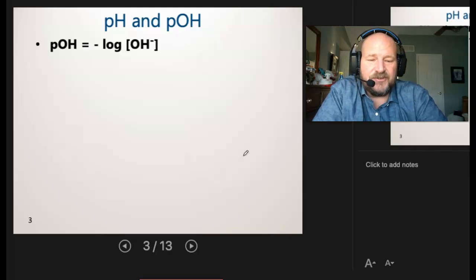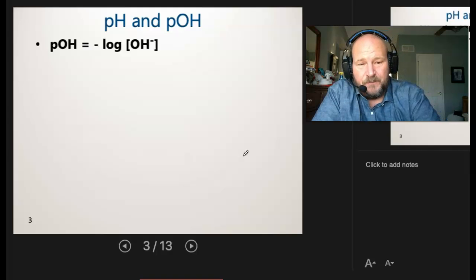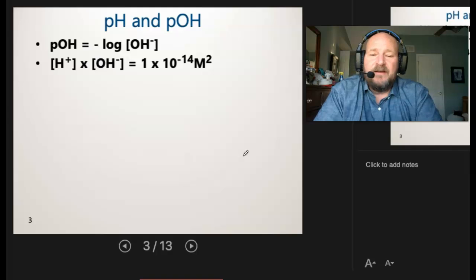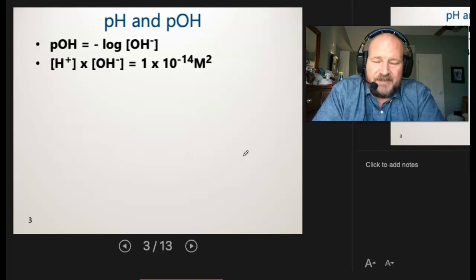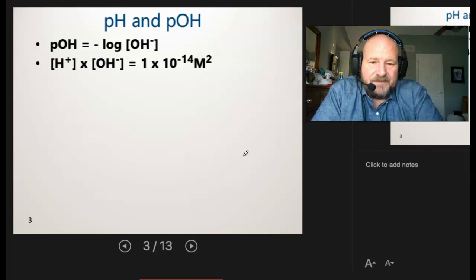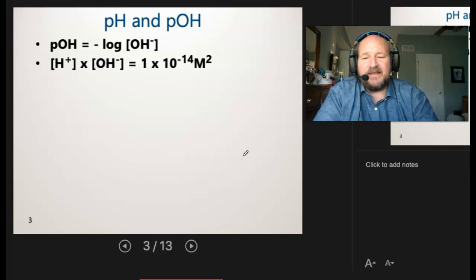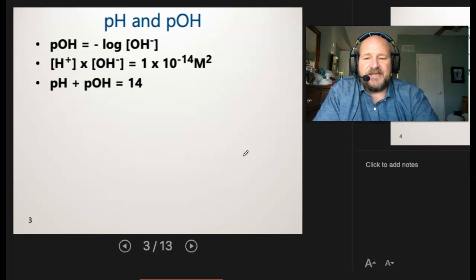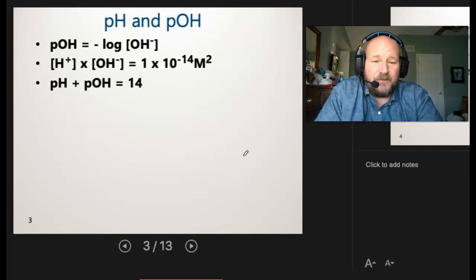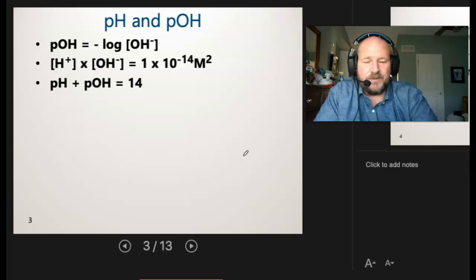Now, if we think back to Kw, the concentration of H plus times the concentration of OH minus, if you remember, was 1 times 10 to the negative 14. That's why Kw had to be a constant. Well, if I take the negative log of both of those, then it turns out that the pH plus the pOH is equal to 14.